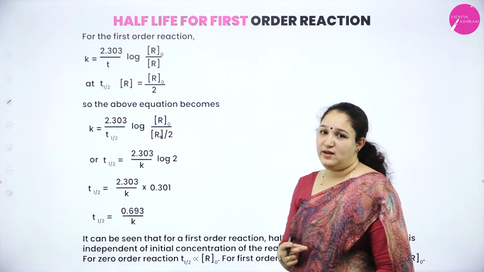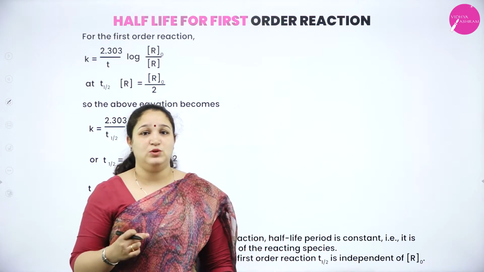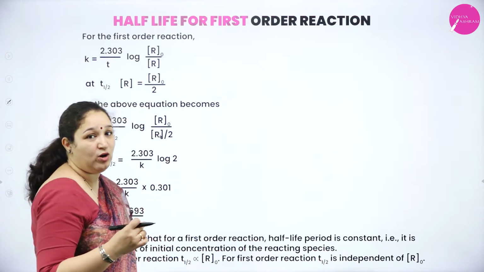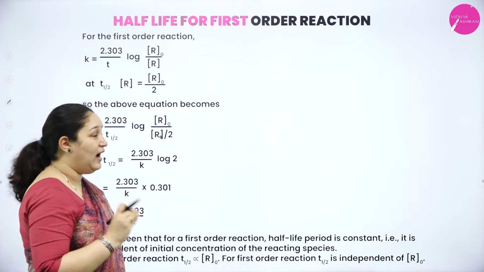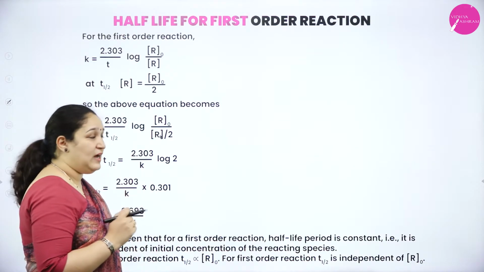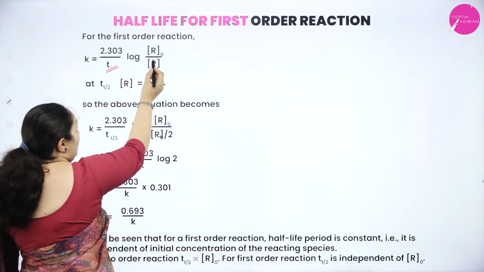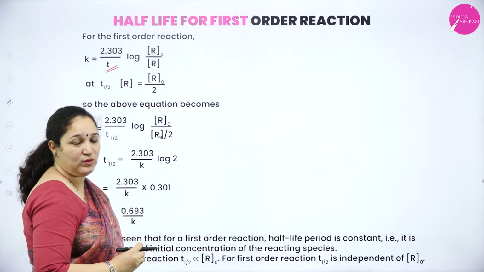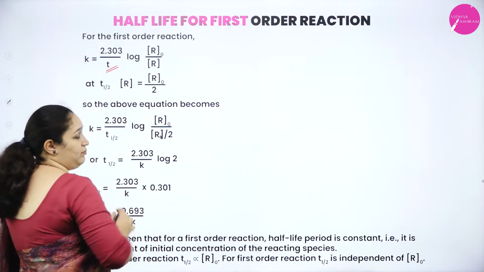For a first order reaction, we got the integrated rate equation as k = (2.303/t) log(R₀/R), where R₀ is the initial concentration and R is the concentration of the reactant after time t. Now if I consider t to be t half, then the molar concentration of R is nothing but the initial concentration by 2, that is half of the initial concentration. So R will be equal to R₀ by 2.